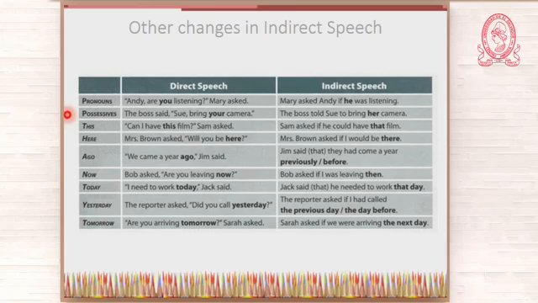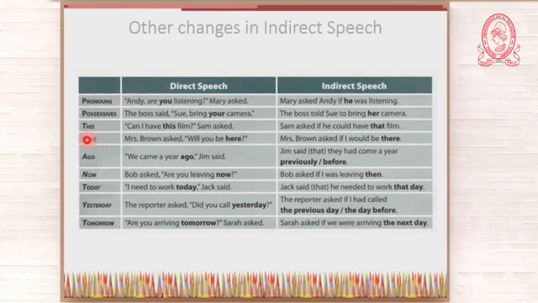Now, what happens when we have possessives? The boss said, Sue, bring your camera. What do we do now that we have this? We have a possessive. Now let us see the indirect speech. The boss told Sue to bring her camera. Okay? It was her camera. You don't say your camera. This her has to do with Sue.